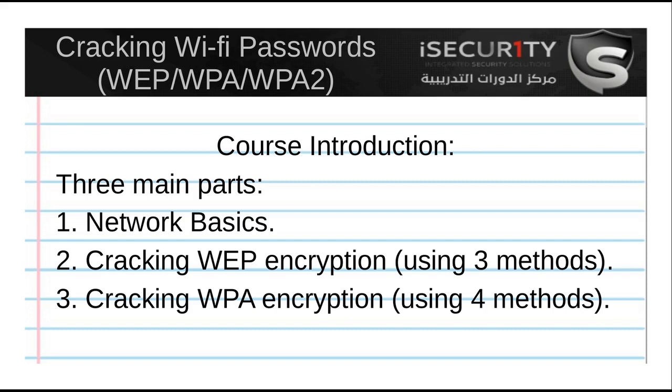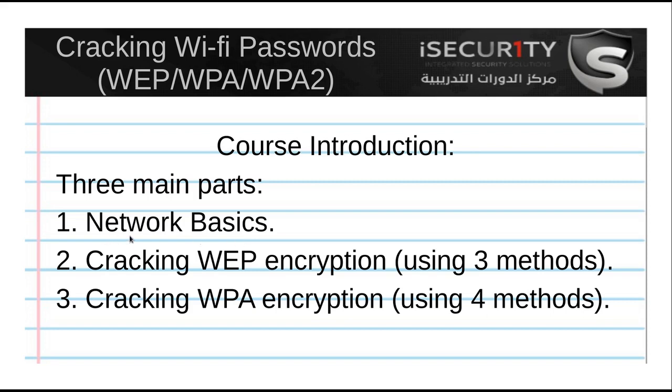The course is divided into three main parts. The first part is network basics. In this part, we're just going to talk about how networks work, how devices communicate with each other in networks. And we're going to talk about the interfaces, the wireless cards, and the modes that we can use the wireless cards, and how we can sniff packets that are sent around us in the air.